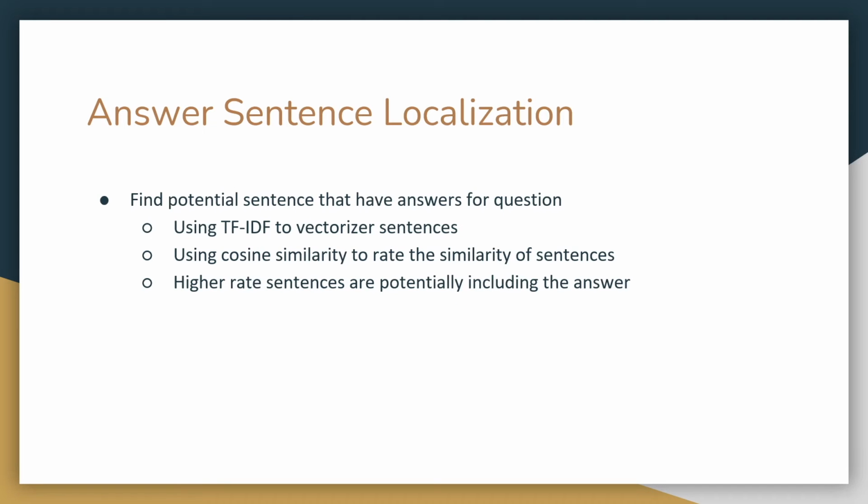For localizing the answer sentence, our goal is to find potential sentences that may include the answers. First, we initialize a vectorizer that removes English stop words. Then we create a corpus of query and documents that convert to TF-IDF vectors. Use the first vector as our query text, and the cosine similarity can be computed with the query against all document TF-IDF vectors. The similarity scores are sorted and we return the top several highest scoring sentences. Higher rated sentences potentially include the answer.